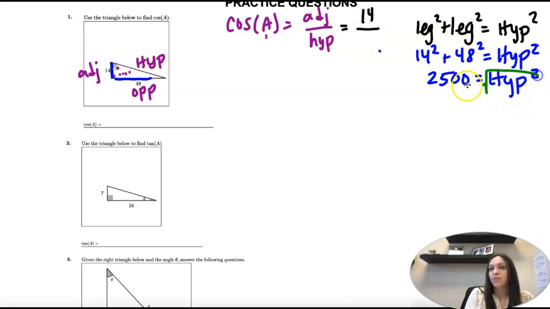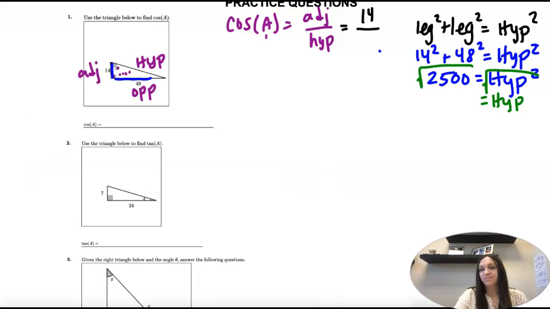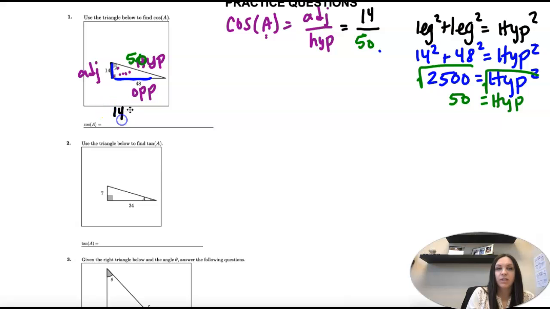So we're going to take the square root of both sides, and the hypotenuse is what's left over, and then the square root of 2500 is 50. So this side is 50. So the cosine is a ratio, it's just these numbers in a fraction. 14 over 50 would be your answer.